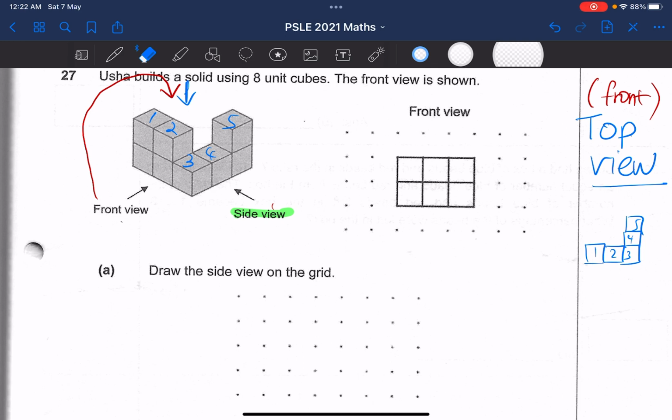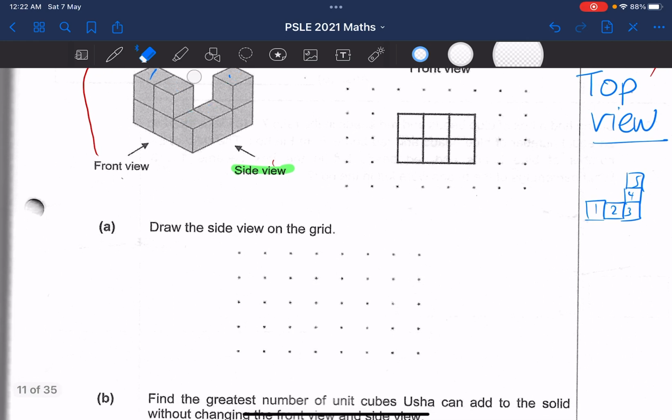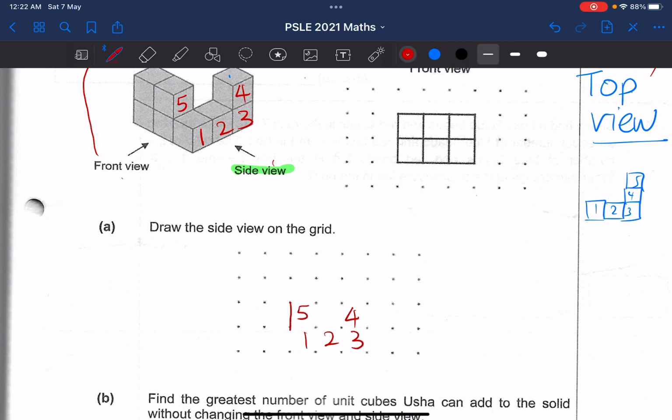Okay, so let's start to talk about the side views now. The side view, 1, 2, 3. We're going to do a 1, 2, 3. 4 is on top of 3, right? So we're going to put a 4 there. Then there's one more. 5 is on top of 1. Okay, so that's how we have the side view out already. So you just have to color in the line. Alright, now you can leave the numbers in if you want, don't need to erase, don't waste time. We will not mark you wrong for that. It's just part of your working anyway.